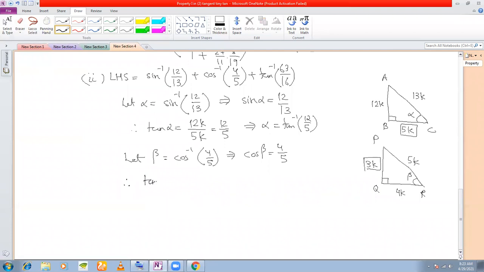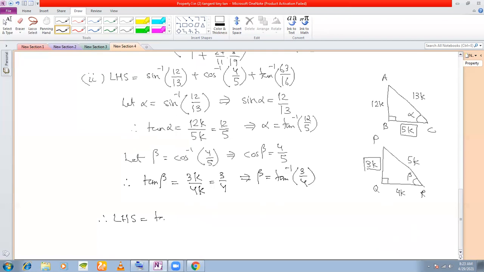tan beta is equal to 3k by 4k, which is equal to 3 by 4. That means beta is tan inverse 3 by 4. Now you put this value in the left hand side. Therefore, LHS is equal to sin inverse 12 by 13.